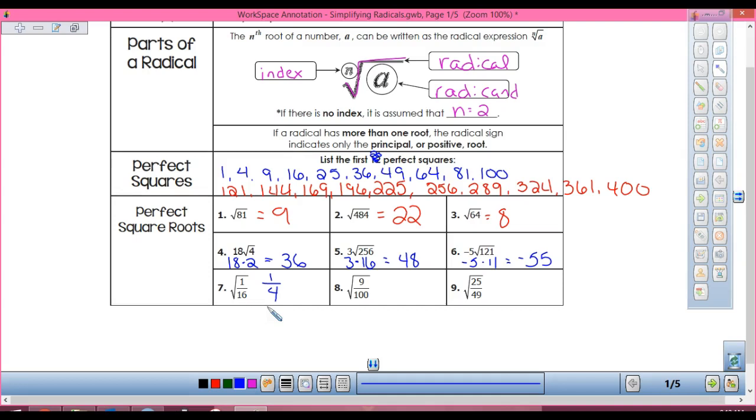On number 8, the square root of 9 is 3, over the square root of 100, 10. I hate it when I give you that answer. All right, and then here's the square root of 25, 5, over the square root of 49. Thanks. Appreciate it.